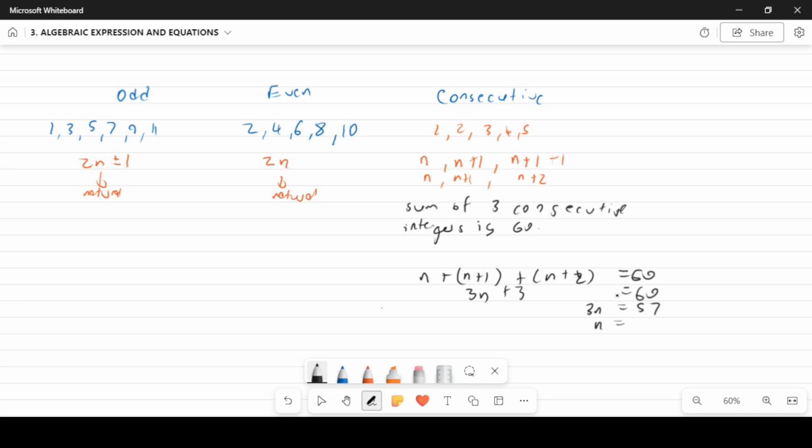And n is equal to 57 divided by 3, which is 19. So therefore, n is 19. n plus 1 is 20. And n plus 2 is 21. So 19, 20, and 21 are those three consecutive numbers.